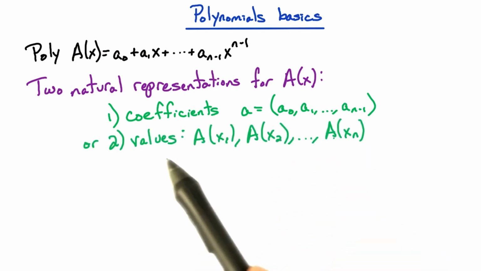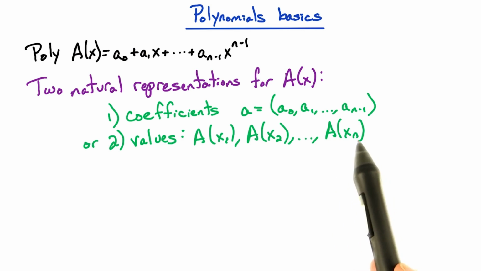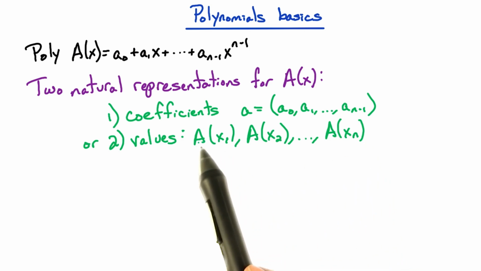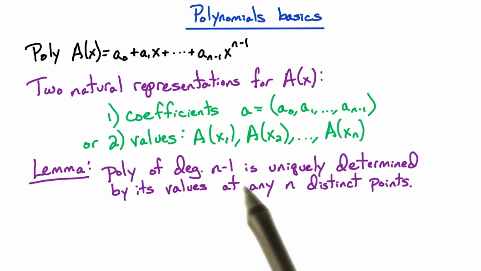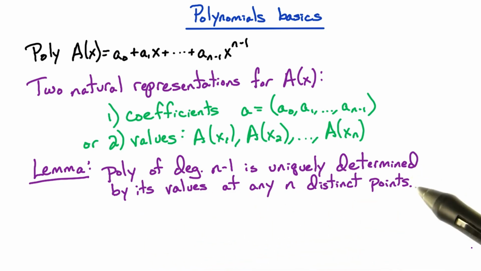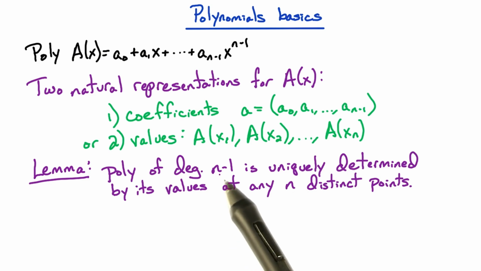A second way is by looking at the value of this polynomial a of x at n points. So we take n points x1, x2 up to xn, and we evaluate this polynomial a of x at these n points. The key fact is that a polynomial of degree n-1 is uniquely determined by its values at any n distinct points. So that this statement makes intuitive sense, the example to keep in mind is that of a line. A line is a degree 1 polynomial, and a line is defined by any 2 points on that line. And in general, a degree n-1 polynomial is defined by any n points on that polynomial.